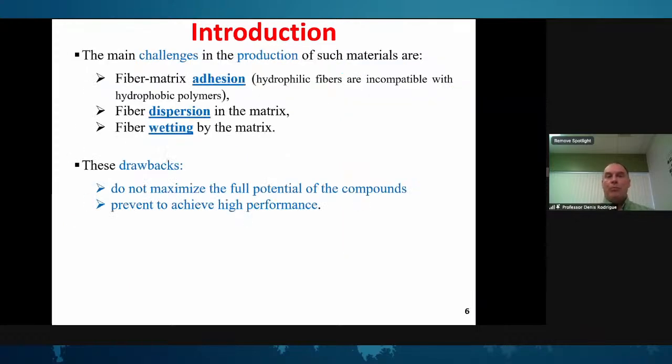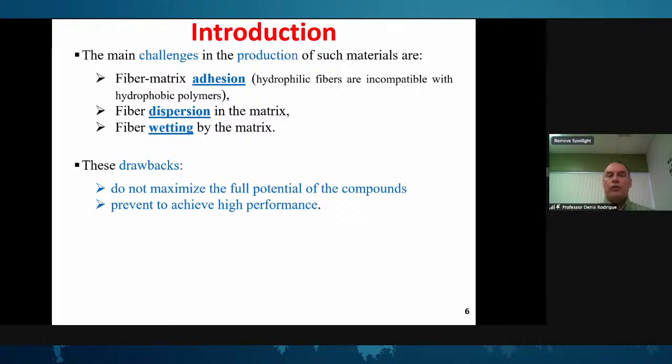As you probably know, when we work with composites, there are several problems that we have to overcome. The most important one here is the fiber-matrix adhesion, depending on the type of matrix and the type of fiber that you use in your material. In our case, most of the fibers are hydrophilic and the polymers are hydrophobic, so there's an incompatibility that we need to overcome.